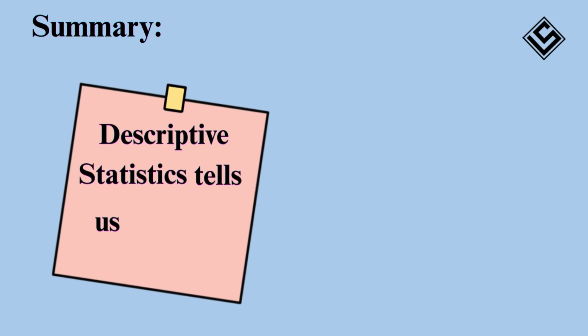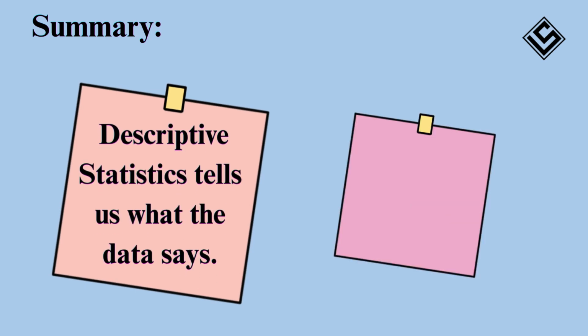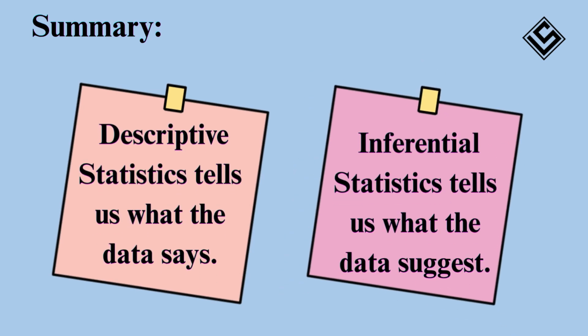Here's the easiest way to remember the difference. Descriptive statistics tells us what the data says. Inferential statistics tells us what the data suggests. One describes, the other infers.